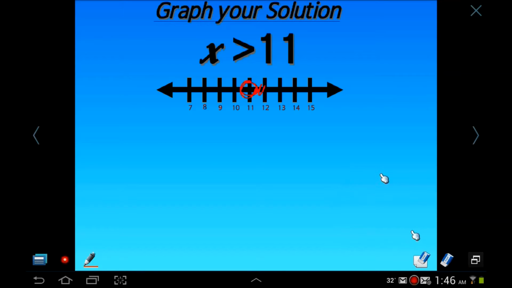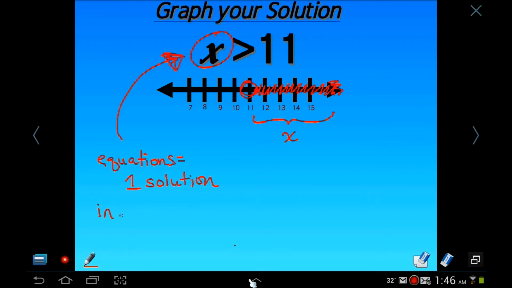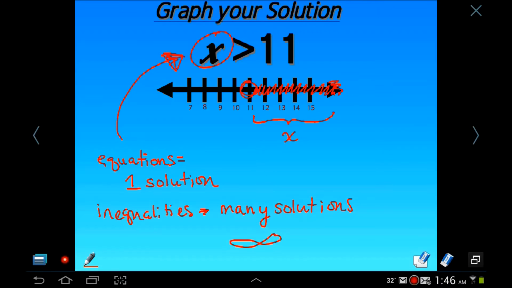So this shaded region right here represents x. That's what x represents. You have to understand that when you're solving an inequality, it's different than an equation. Equations have one answer, one solution. Inequalities can have many solutions. Almost an infinite number of solutions. Say that. Almost an infinite number of solutions. But that is what x represents. X represents 12. X represents 13. It represents decimals, 14.5. It represents mixed numbers, 15.5. It represents an infinite number of possible solutions.